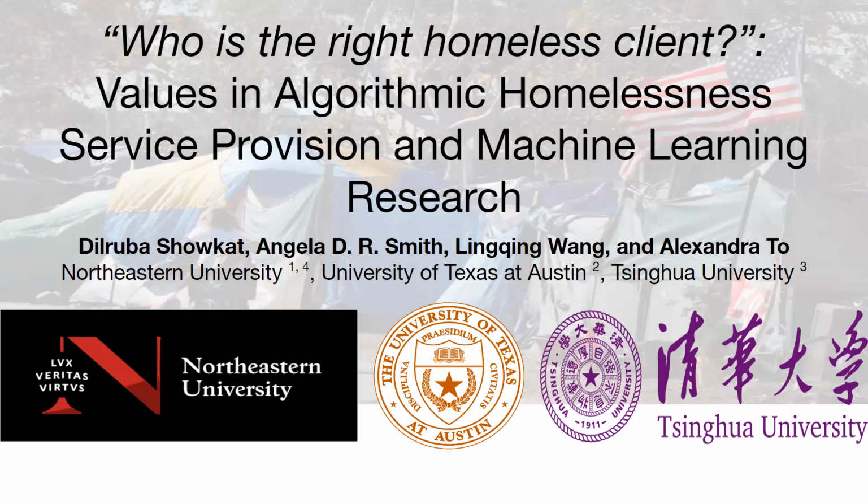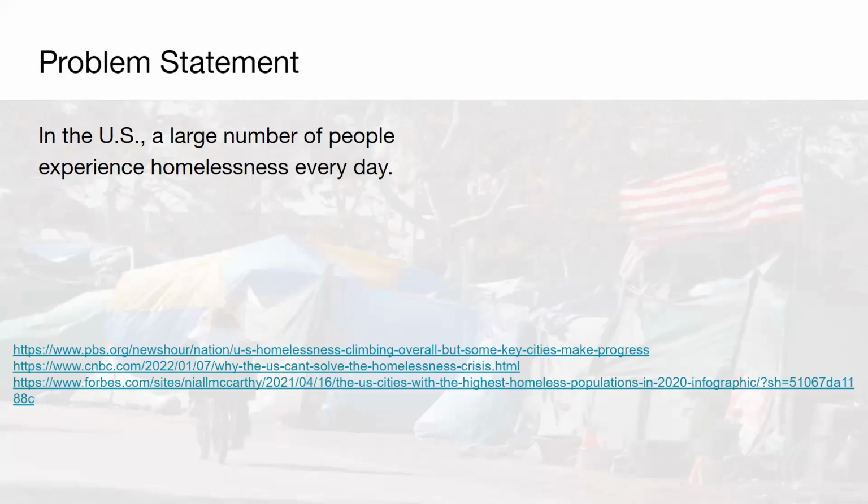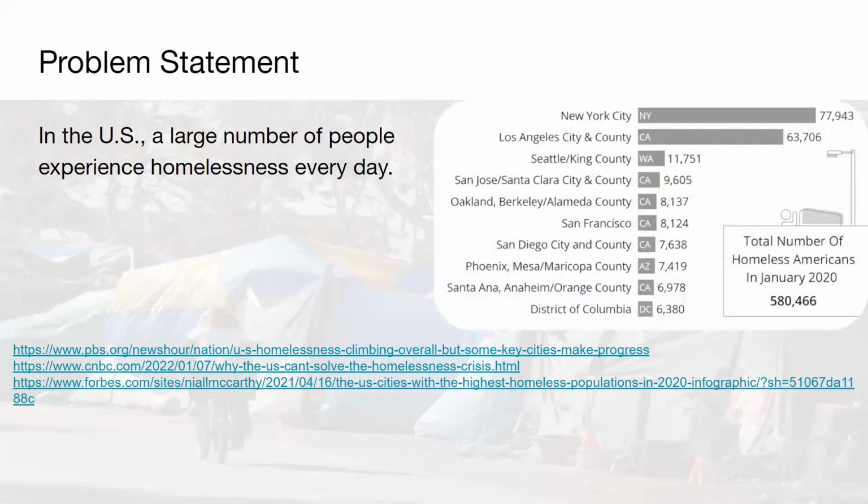I'm happy to present our paper titled Who is the Right Homeless Client? Values in Algorithmic Homelessness Service Provision and Machine Learning Research. Homelessness presents a long-standing problem worldwide, including the United States. In January 2020, more than 77,000 people experienced homelessness in New York City alone.